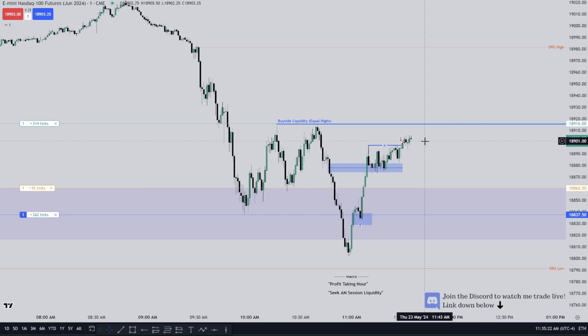Worst case scenario, it reverses, stops you out with 90 ticks in profit, which if you practice good money management, you would have paid yourself above these equal highs that were created. So is it really a big deal if it reverses and stops you out? No, it's not. Paid yourself, locked in profit, done for the day.